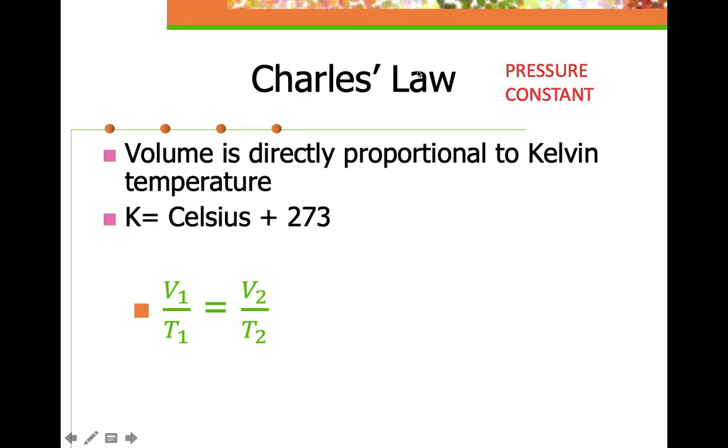And when we look at Charles's law, we're going to keep the pressure constant. That means the number of collisions that are happening is going to remain the same. And if we have a gas and we keep the pressure constant, we see that the volume, or the amount of space that gas takes up, is directly proportional to temperature in Kelvin.